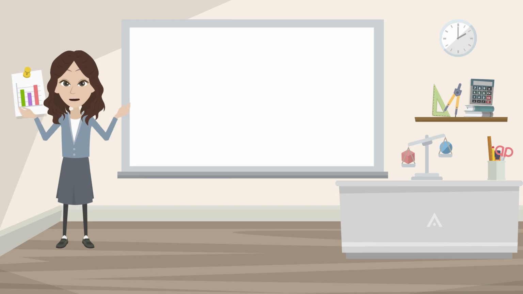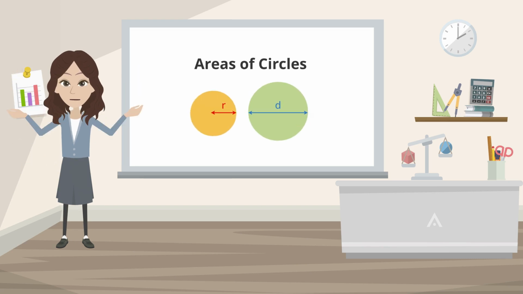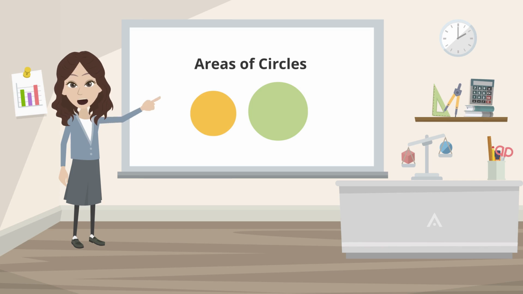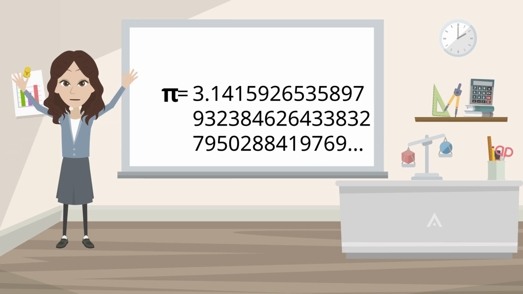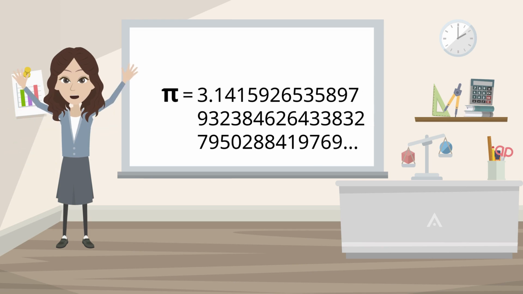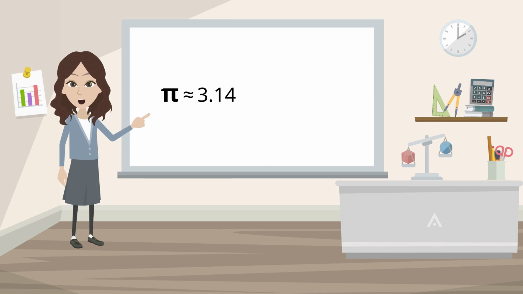Today, we will explore how to find the areas of circles given its radius or diameter. To find the areas of circles, we have to use a value called pi. Pi is a constant with an infinite number of digits in its decimal representation. We approximate the value of pi to be 3.14 when rounded to 2 decimal places, or 22/7 as a fraction.